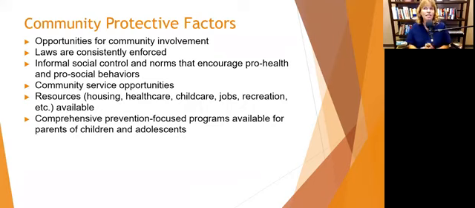It's important that parents have jobs, or access to some sort of income, so they can have less stress and they can afford to keep a roof over the head. And there needs to be recreation opportunities, parks. It doesn't have to be organized stuff, but places children can go to recreate. And comprehensive prevention-focused programs available for parents of children and adolescents can be super helpful. And I found that attendance at those tends to be best if they're held in libraries or community centers.